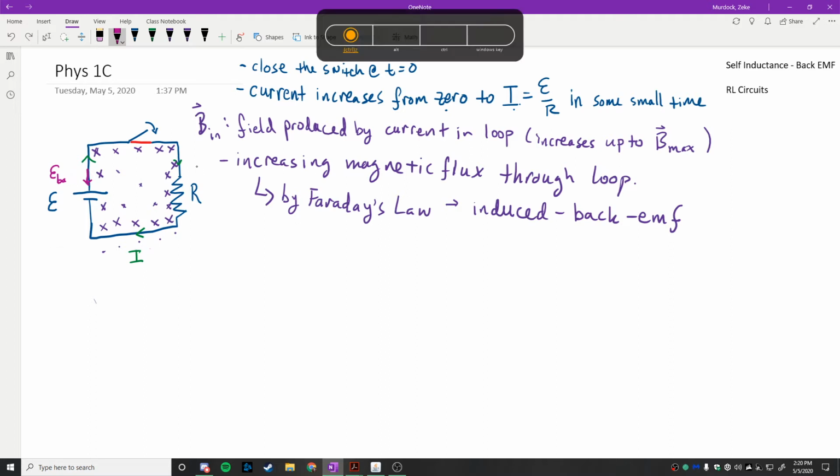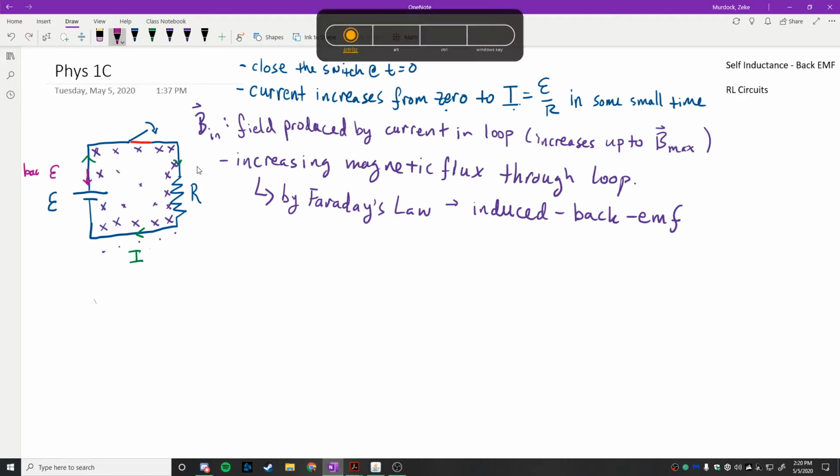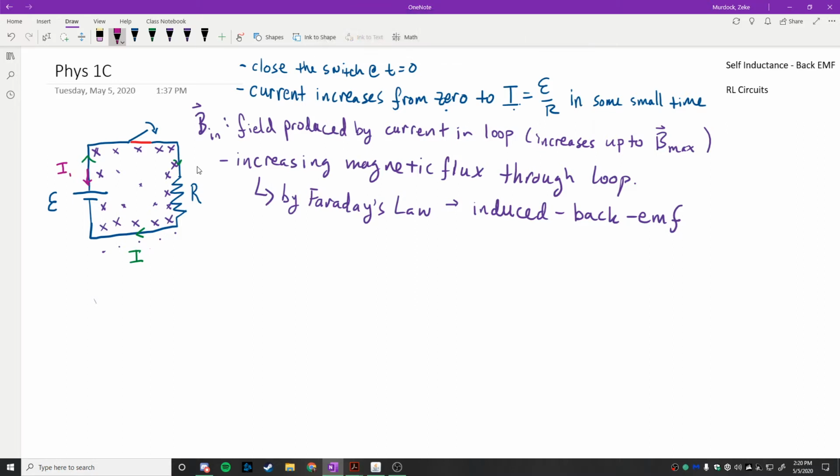Oh, it looks awful, sorry. I'll just call it back EMF. Even better, actually, I should probably call it just the induced current. And that induced current is going to be equal to whatever the back EMF is divided by the resistance. So an induced back EMF, or also a current.